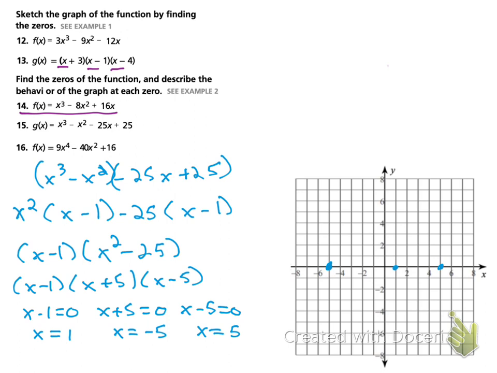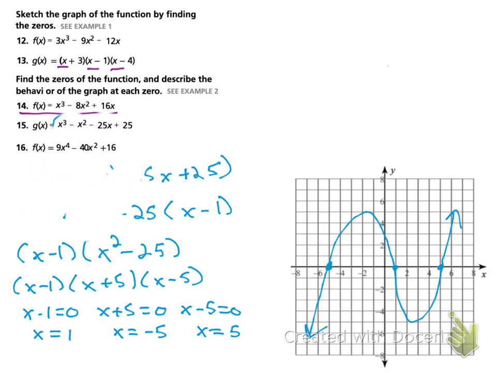All right, again, first term was x cubed, so it'll look like that. Okay. All right, last one.